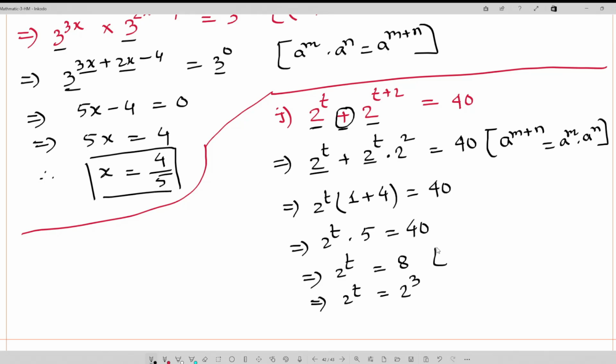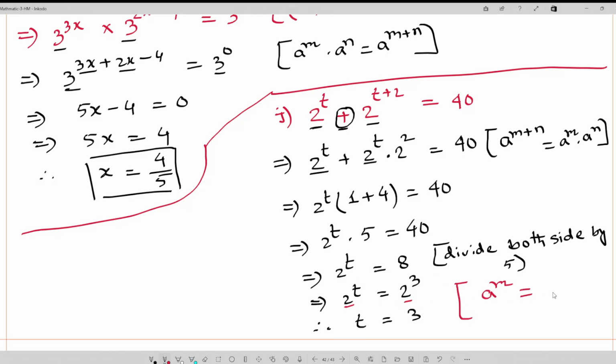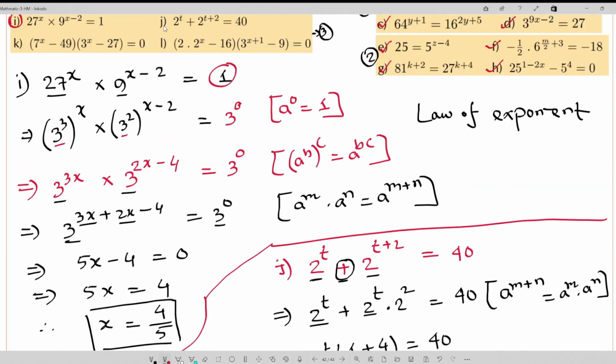And here we divide both sides by 5. Okay, and here 2 to the power t equals 2 to the power 3. So our answer is t equals 3, because the bases are the same, so the powers will be equal. The theory is, a to the power m equals a to the power n, then m equals n. So number J is done.